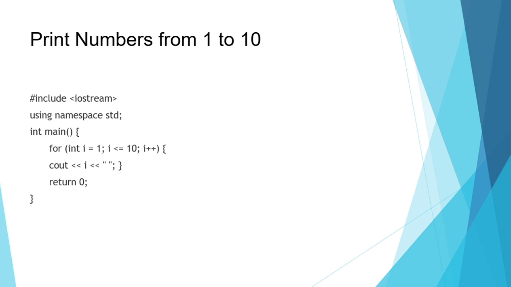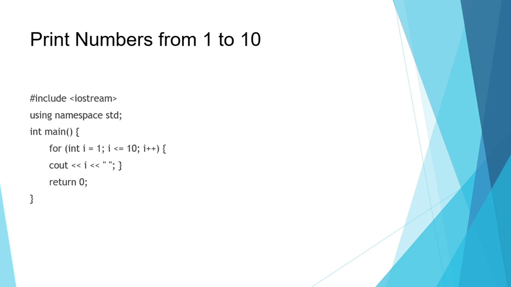Increment: i++. This part increments i by 1 after each iteration of the loop. i++ is shorthand for i = i + 1. So, after the first iteration, i will become 2, after the second, it will become 3, and so on. The loop continues until i becomes 11, at which point the condition i <= 10 becomes false, and the loop exits. cout << i. This line inside the loop prints the current value of i followed by a space.